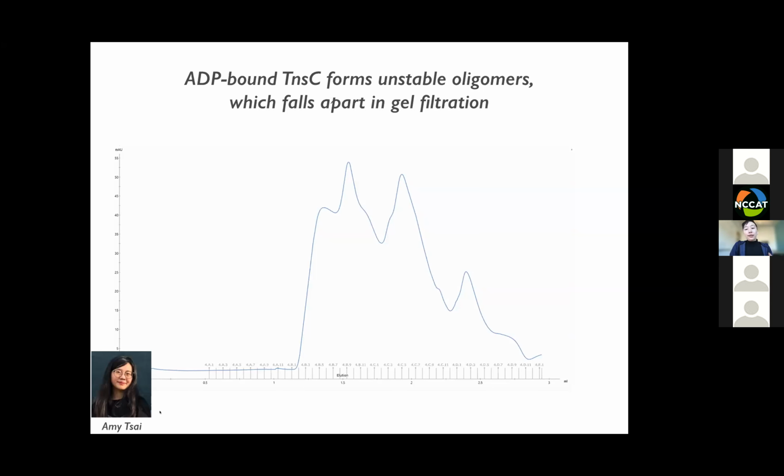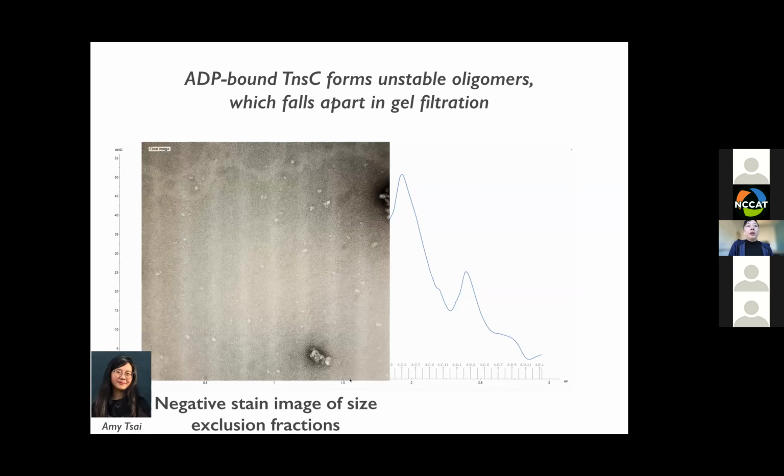So in the presence of ADP, the TnsC, we could get something that would migrate to a larger molecular weight here, but we could see all sorts of different peaks, which indicated that there was a spread of different molecular sizes. And this complex, whatever we were trying to reconstitute, was unstable once it was subjected to size exclusion. And if we took one of the peaks that corresponded to the appropriate molecular weight that we were expecting, we would see something like this.